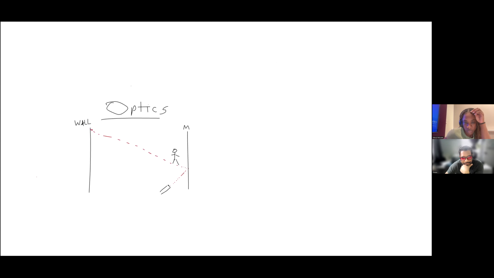Okay, so let's say that there's a mirror and there's a wall behind. So let's say this is you in front of this mirror, which I'll just write M, and this is a wall behind you. Let's say that this is a laser pointer, and you shine it at the mirror. What would happen? So the light would reflect off of the mirror. And let's say it can hit this part of the wall, right? Yeah.